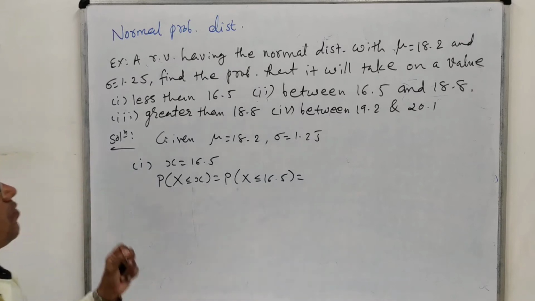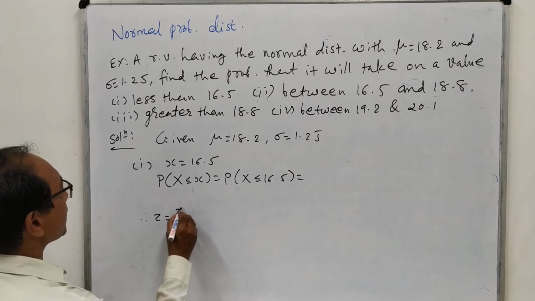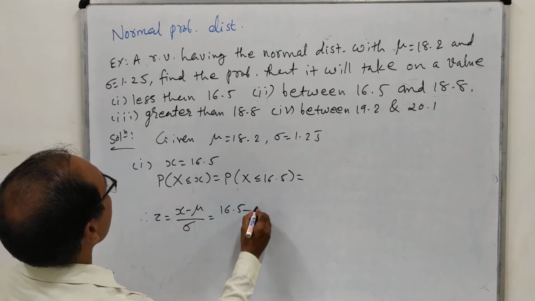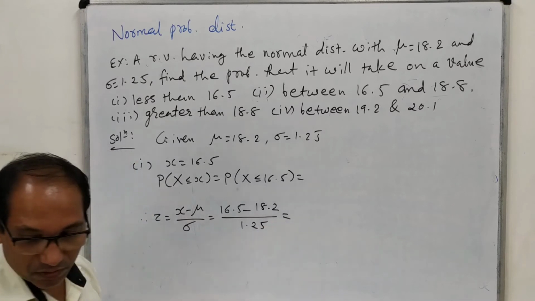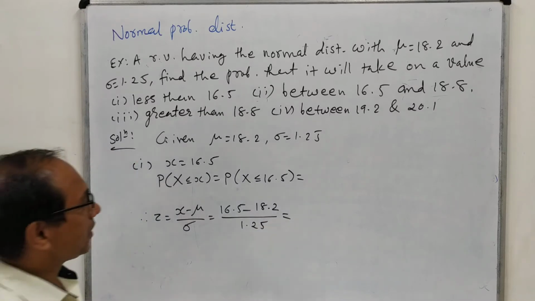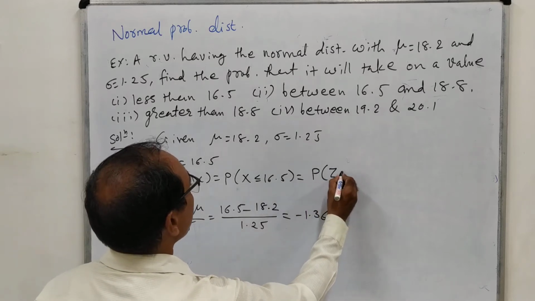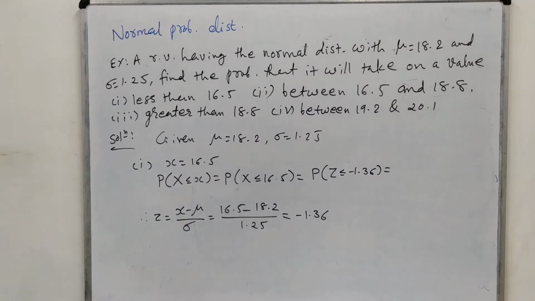But here we want to use the table, and the table is given based on the value of z only. Therefore we will find z equal to x minus mu over sigma. What is x here? 16.5. Mu is 18.2, divided by sigma, which is 1.25. If we calculate, we get the value minus 1.36. So this is equivalent to probability of z less than or equal to minus 1.36.